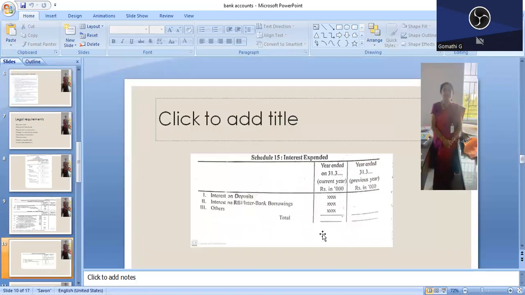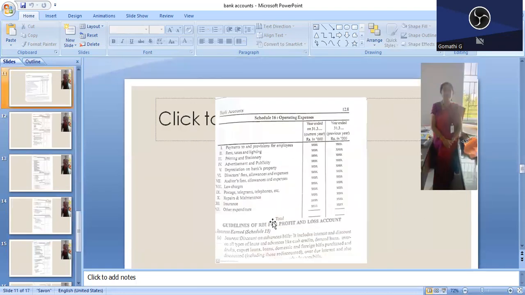Next one is schedule number 15, interest expended. That is interest expenditure: interest on deposits, interest on RBI and interbank borrowings, others, total. Next one is schedule number 16, operating expenses. First one, payment to and provisions for employees, rent, taxes and lighting, printing and stationery, advertisement and publicity, depreciation of bank property, directors' fees, allowances and expenses, auditors' fees, allowances and expenses, law charges, postage, telegram, telephone, etc., repair and maintenance, insurance and other expenditure.